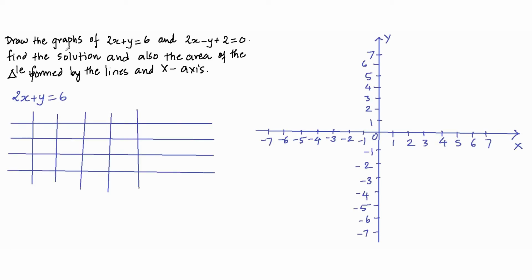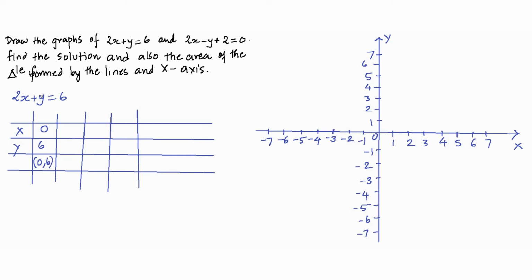Okay, so I have my axis ready and now let's plot x and y. So again, let's think of whether x equal to 0 will work. If x is equal to 0, 2 into 0 would be 0. So y would be equal to 6. So (0, 6), I think that's a good point to have.